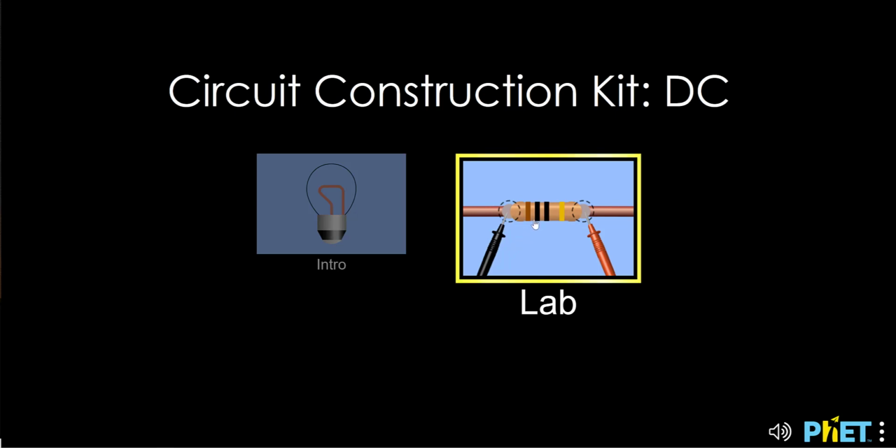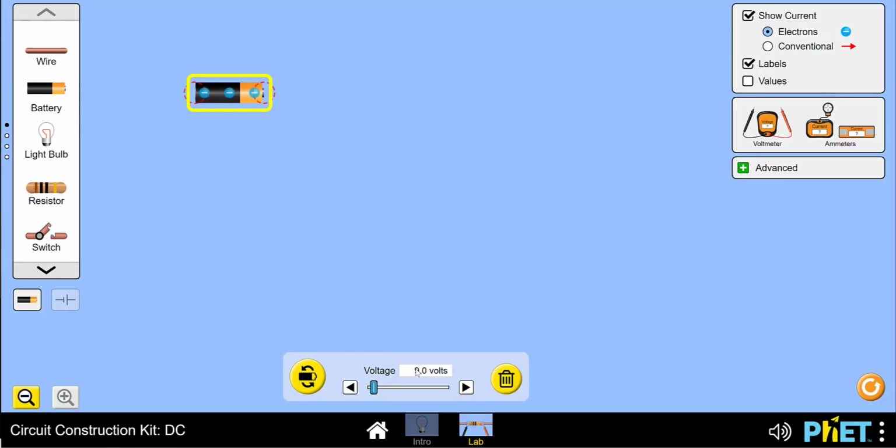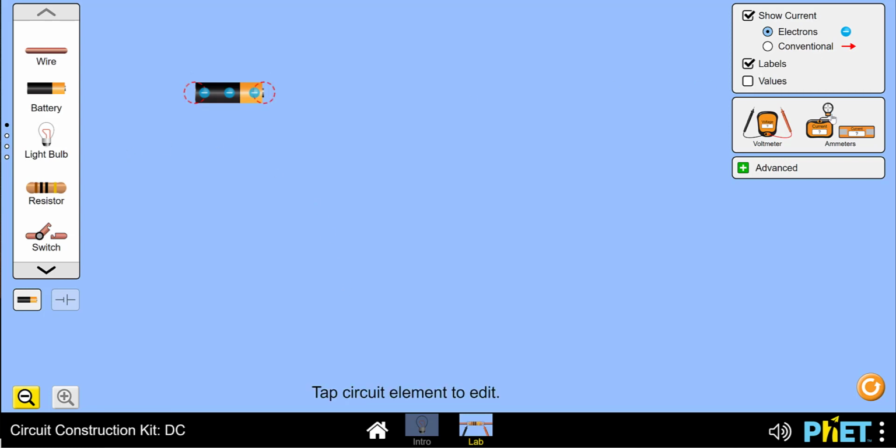We'll be using the PhET DC Circuit Lab sim to investigate how resistors behave when added in series and parallel. We'll build a circuit using a battery. We can check the voltage here. The default is 9 volts, so we'll use that.